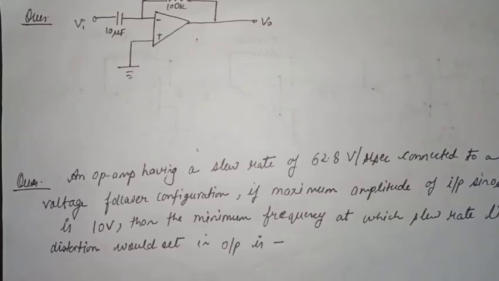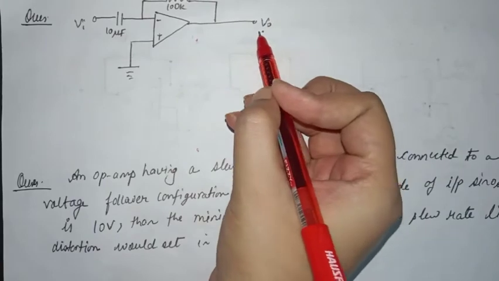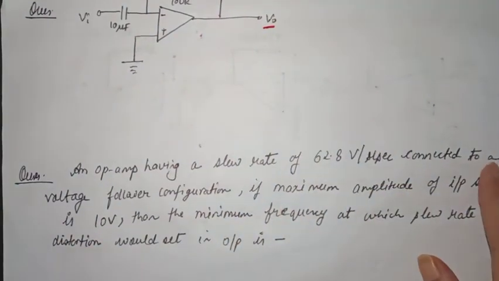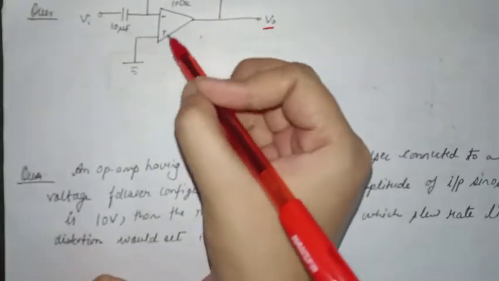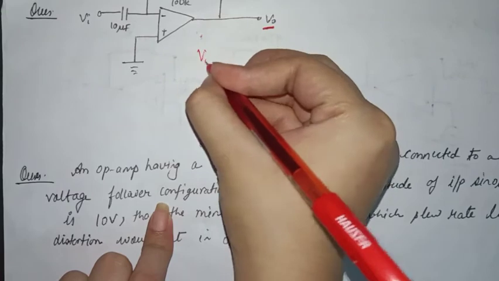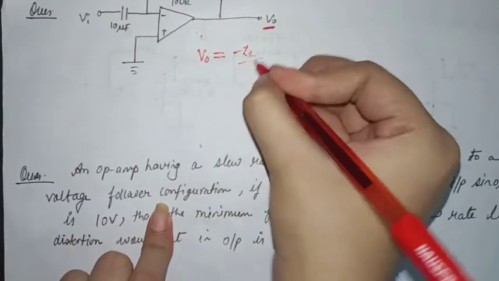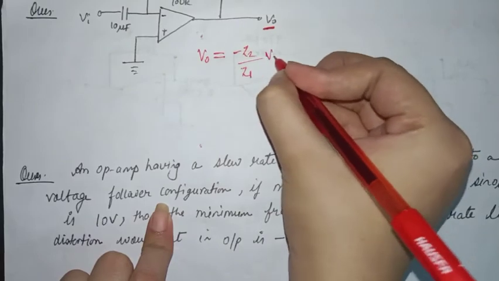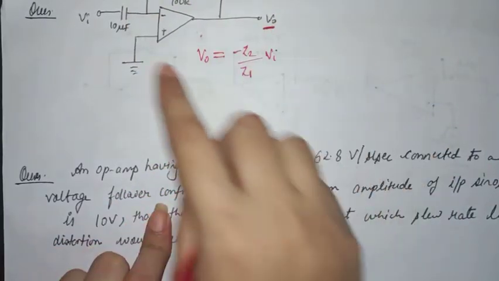Now the second question is: we have been given a circuit here and we have to find the output voltage V0. So we know that this is a case of an inverting amplifier, and in the case of an inverting amplifier the output voltage is given by minus Z2 by Z1 into Vi, where Z2 is the feedback impedance and Z1 is the input impedance.